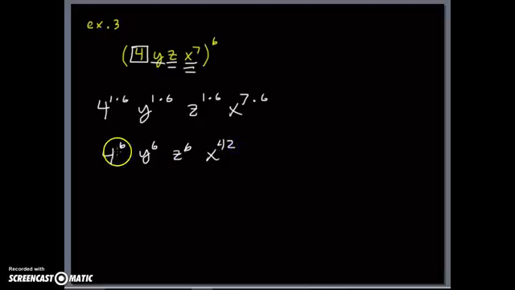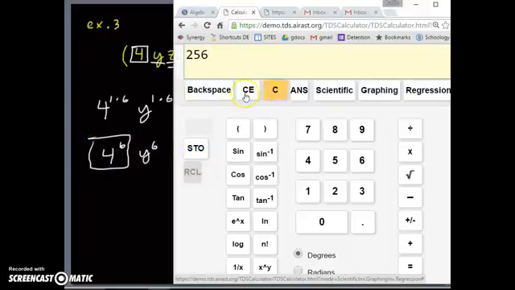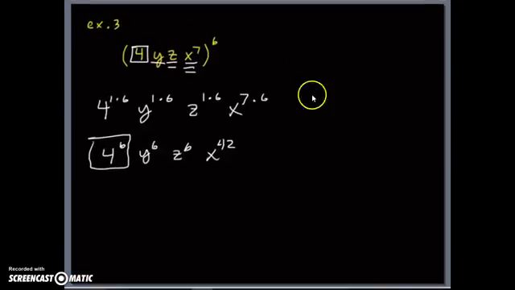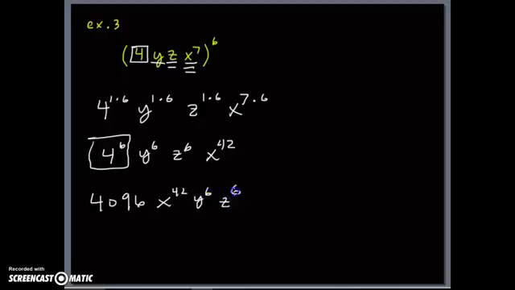The last step here is just to simplify the constant base, 4 to the 6th power, which is 4,096. So we get 4,096, and put these in alphabetical order: x to the 42nd power, y to the 6th, and z to the 6th.